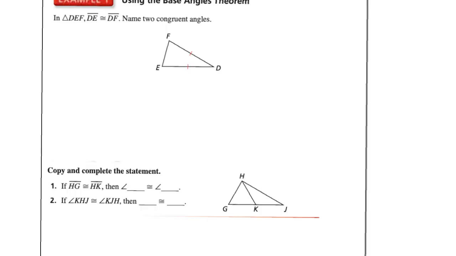And applying the base angles theorem is very straightforward. So for this one in triangle DEF, it tells me that these two sides are congruent, and it wants us to name angles that are congruent. So they're going to be the angles that are opposite those two sides. So that'll be, very straightforwardly, angle F is congruent to angle E.